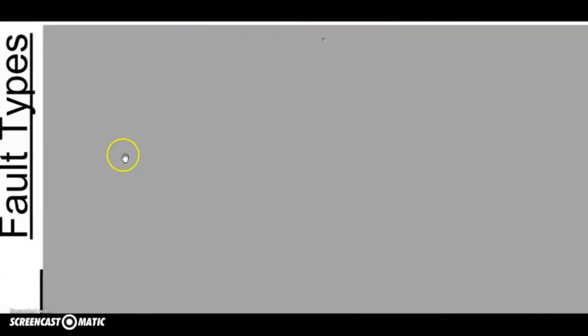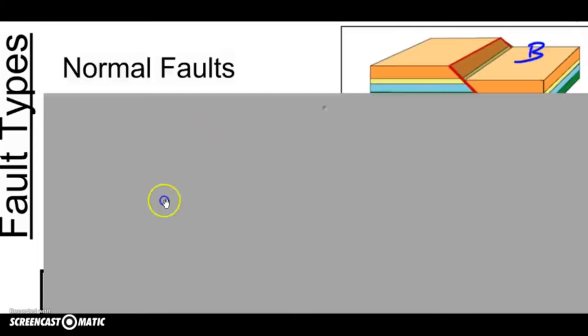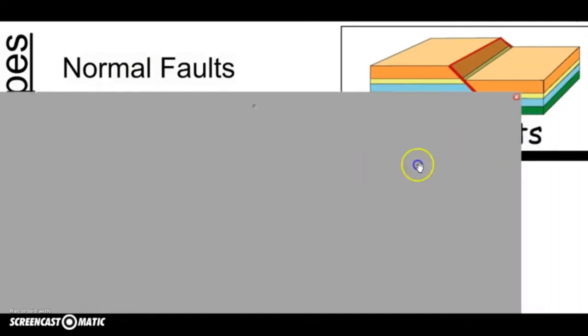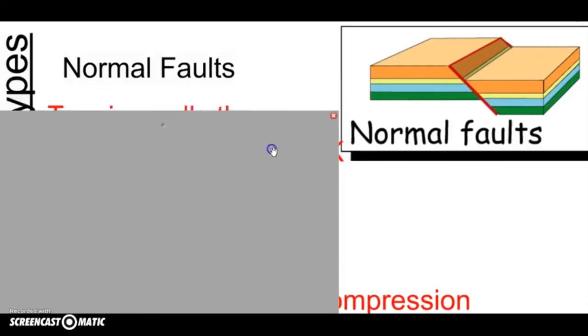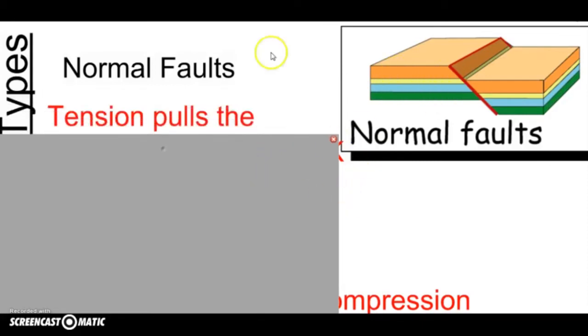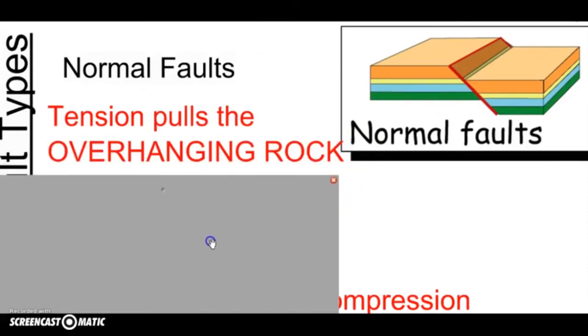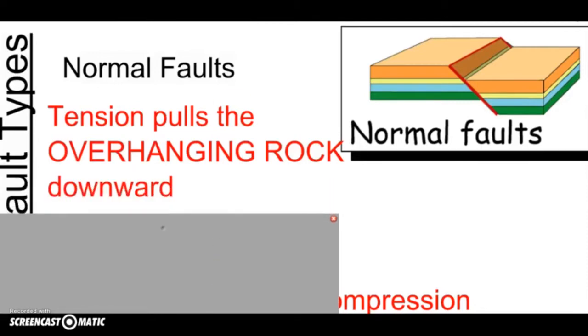Now, the fault types themselves, we're going to do the notes, and then we're going to learn how to identify these. So first, the first fault type is called the normal fault. And here's what they look like. A normal fault is when tension pulls the overhanging rock downward. Tension is causing the rocks to move in this direction. So they're moving apart, and this overhanging rock is sliding down.